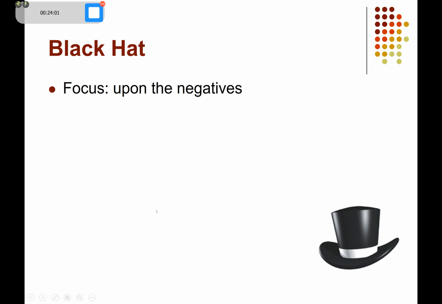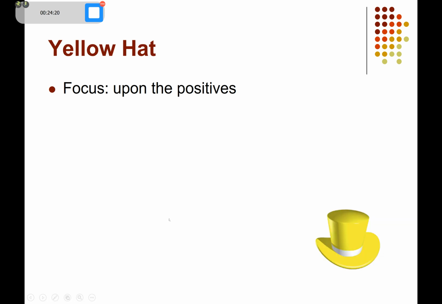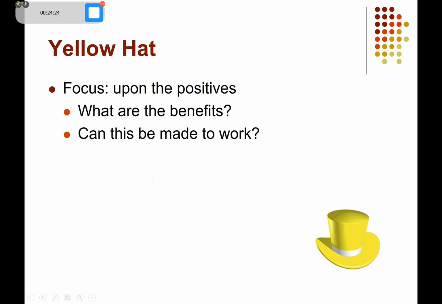Black hat allows us to look at the negatives. So what are the possible problems? What difficulties could we encounter? What are the points for caution? And what are the risks? So what do we need to look out for and what could go wrong? Yellow hat allows us to do the opposite and look at the positives. What are the benefits of doing this and can it be made to work?